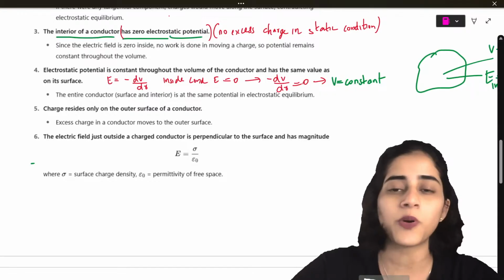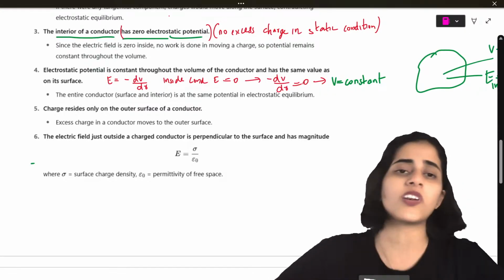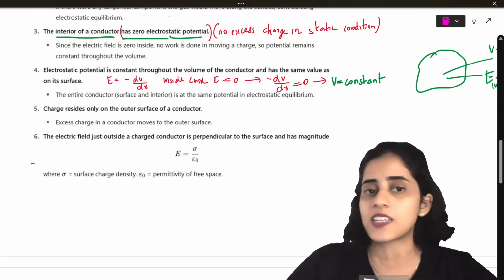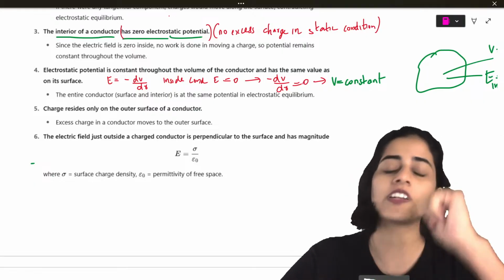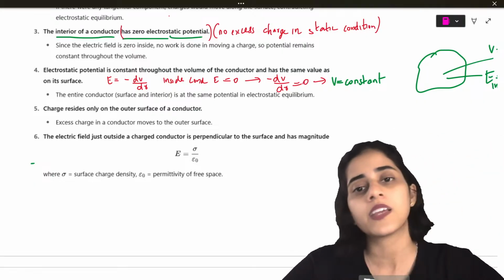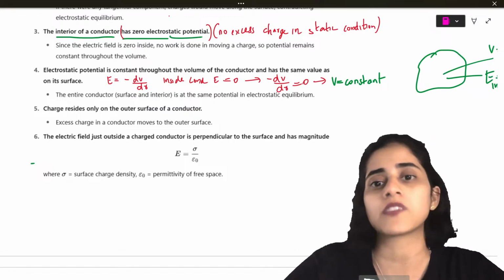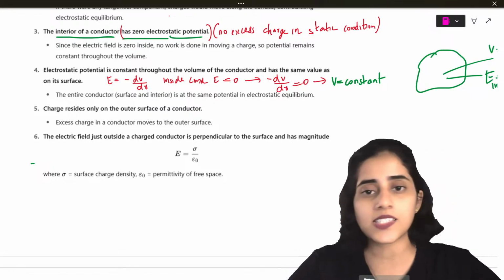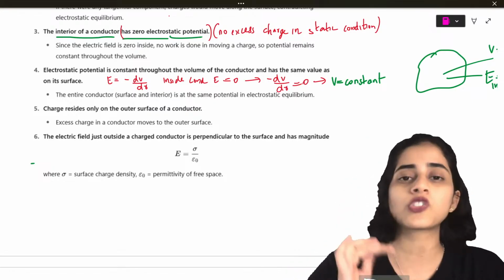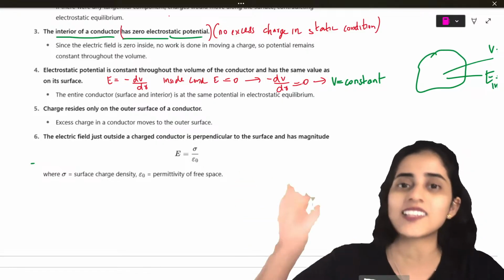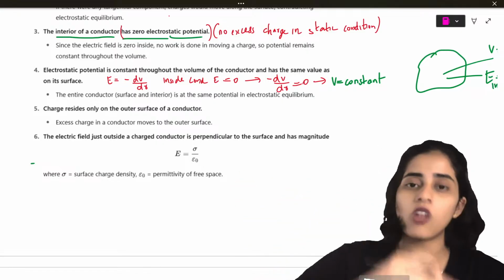Yes. Is this point clear to all of you? Now some of you might be wondering, ma'am, where did you get E is equal to minus dV by dr? I've already derived it in my previous lecture, I think part 4 or part 5, you can just check that out. Students, I recommend watching the series in order, because it's all one after the other.